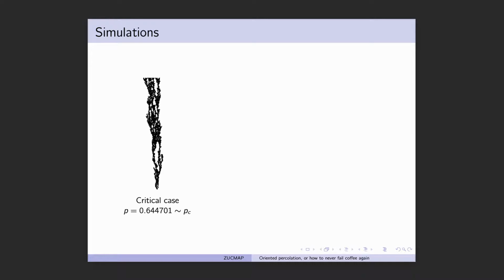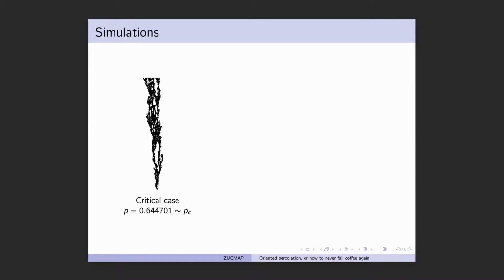And in the critical case, well, you see that the cluster is super thin, right? And this is due to the fact that, as we will see later, the angle at the critical value pc should be equal to 0. So if you see this cluster, which is bound to die out at some point, but maybe I'm lucky and I observe it surviving up to very high values of n, then it should in any case be super thin.